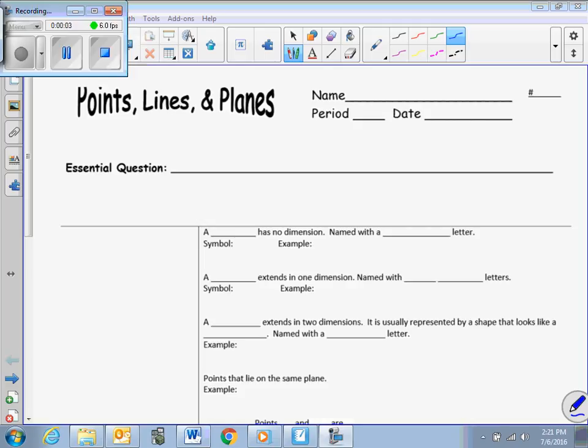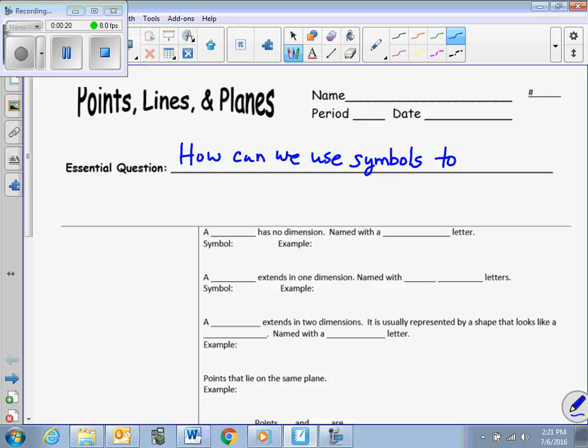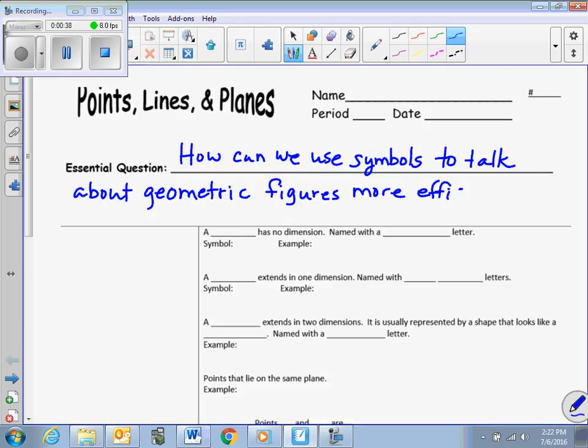Today's lesson is on points, lines, and planes. And let's write ourselves an essential question. I think that question might be, how can we use symbols or symbology to talk about geometric figures more efficiently, and write about them also, but that'll be good enough for now.